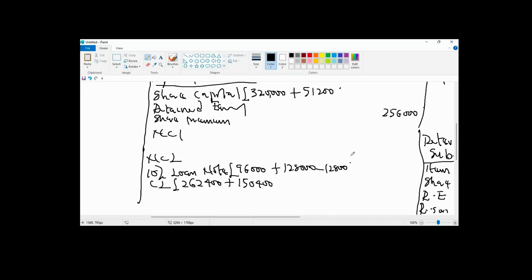Any issue? Sir, why are we putting it in loan notes? I thought it was supposed to be under payables, current liability.